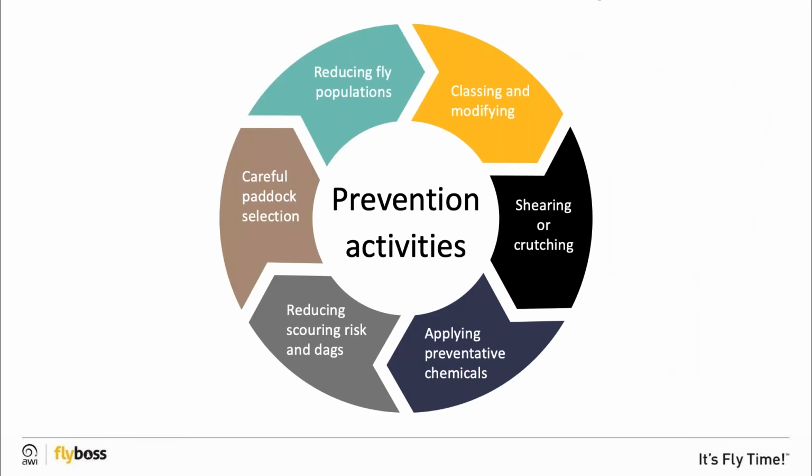So, guys, we've discussed classing and modifying sheep, which includes breeding, selecting sheep which are less susceptible to flystrike, as well as mulesing high-risk sheep and docking tails of lambs to the optimum length when marking. We've covered shearing and crutching to reduce the wool length so the wool dries quickly. And we've touched on applying preventative chemicals to sheep to protect against strike. Now it's time to consider the rest of the strategies we've got at hand: reducing the risk of scouring, which causes dags, careful selection of paddocks, and reducing fly populations.